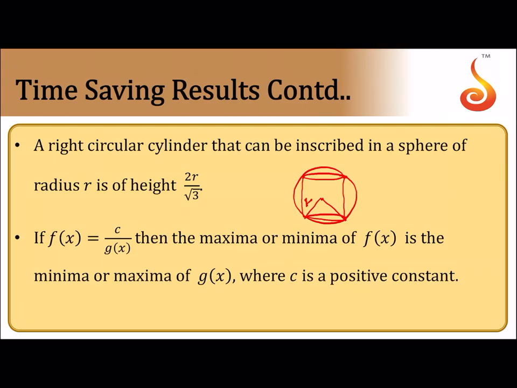Next one, a right circular cylinder that can be inscribed in a sphere. Cylinder is inscribed in a sphere. Also a very, very important result. This is a sphere, with capital R or small r as the radius. So the height of the right circular cylinder of maximum volume that can be inscribed in a sphere of radius r is 2r by root 3. Very important result.